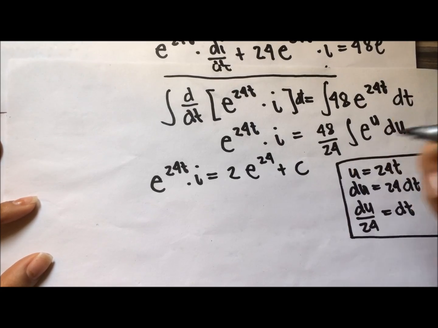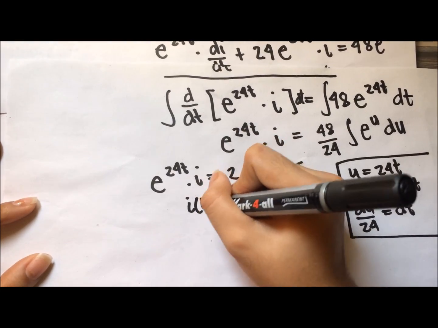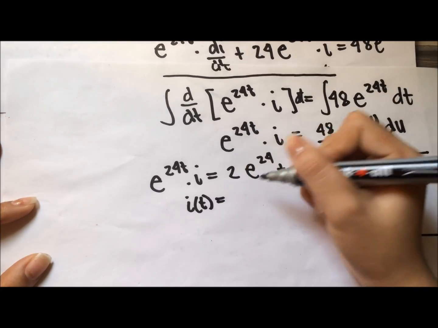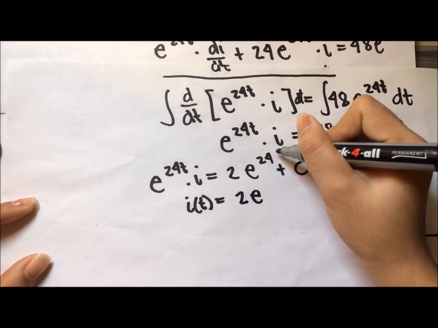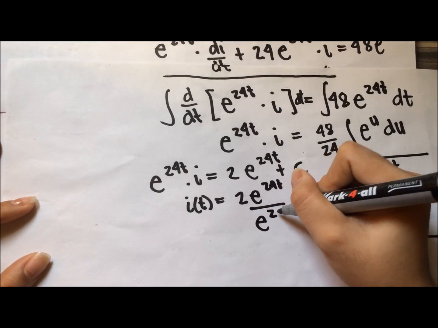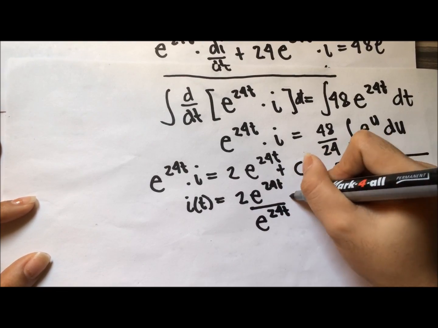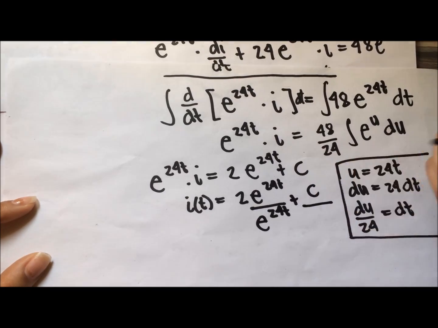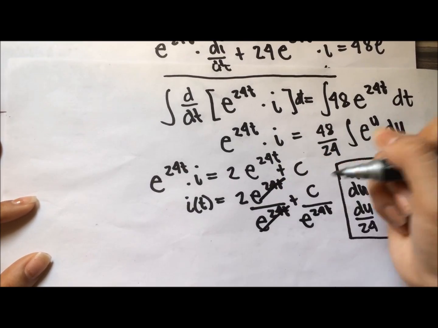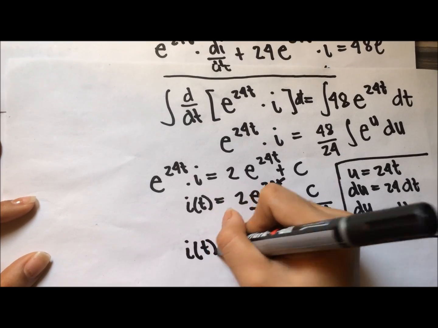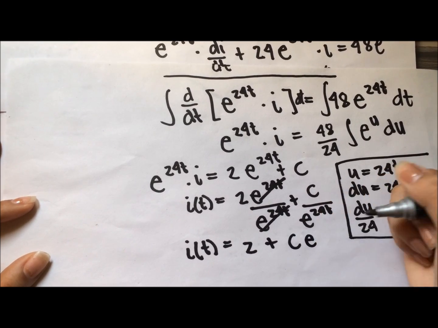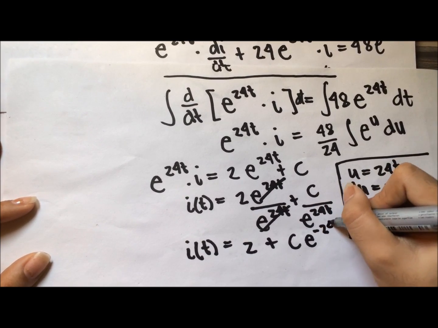To find i in terms of t, let's divide both sides by e to the power of 24t. So we have 2e to the power of 24t divided by e raised to the power of 24t, plus c divided by e raised to the power of 24t. We have i in terms of t equal to 2 plus c times e to the negative 24t.